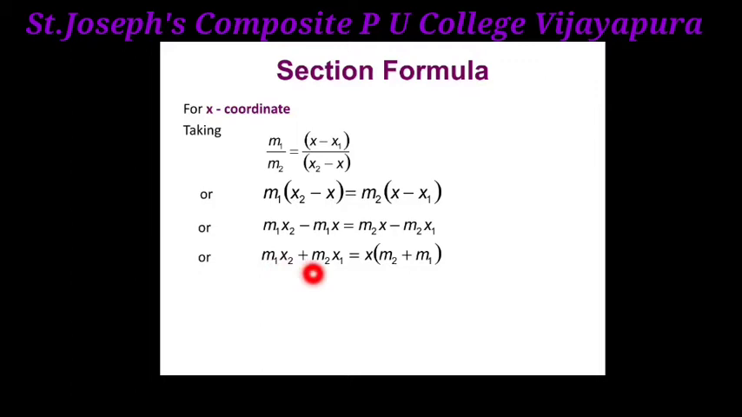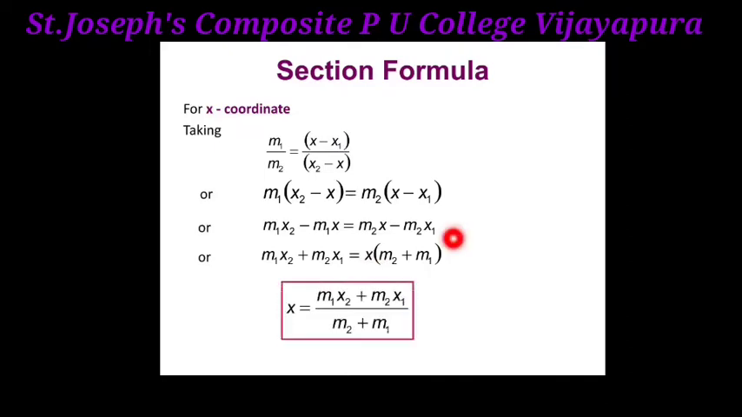Keep m1 x2 as it is and take m2 x1 to this side. It becomes m1 x2 plus m2 x1, which is equal to, keeping m2 x as it is here and taking minus m1 x to the right side, it becomes plus m1 x. Taking x common from both terms, we will get x into m2 plus m1. Take this term m2 plus m1, which is a multiplication product; when it comes to the left side it becomes the denominator. So x is equal to m1 x2 plus m2 x1 whole divided by m1 plus m2, or you can write m2 plus m1. So this is the x coordinate.